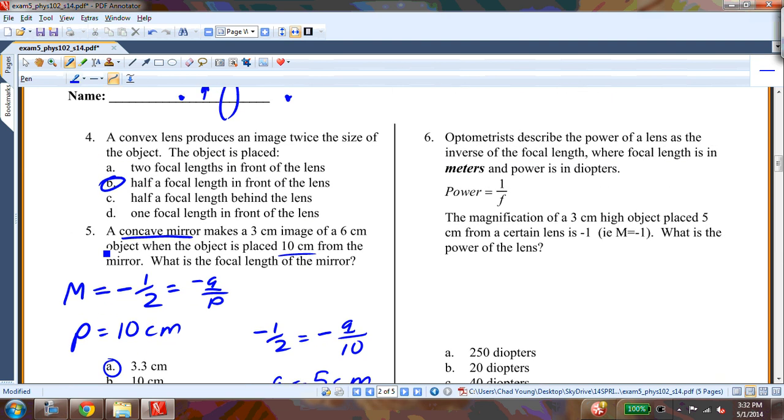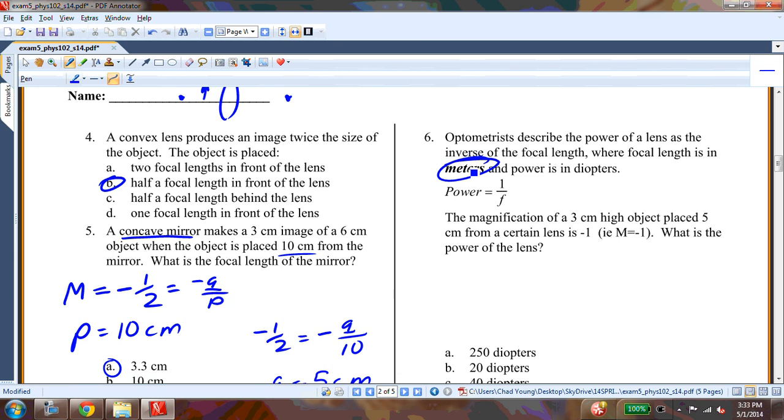Number 6. Optometrists describe the power of a lens as the inverse of the focal length, where the focal length is in meters and the power is in diopters. When you hear about glasses, they're described by diopters, and it's a measure of the strength of the lens. How much does it bend the light? The magnification of a 3 centimeter high object placed 5 centimeters from a certain lens is -1. What is the power of the lens?